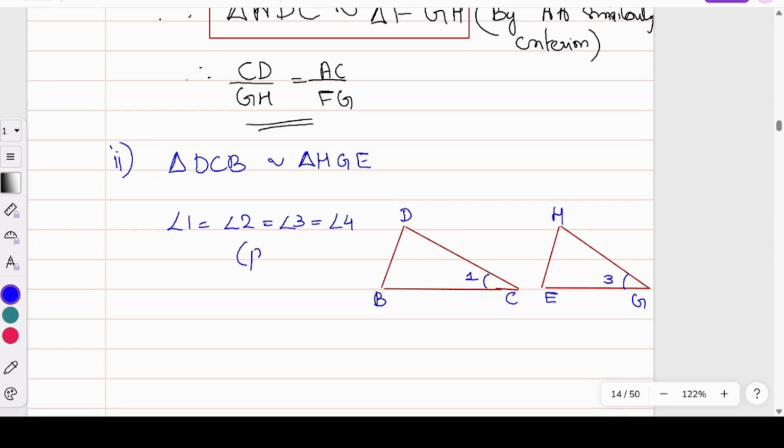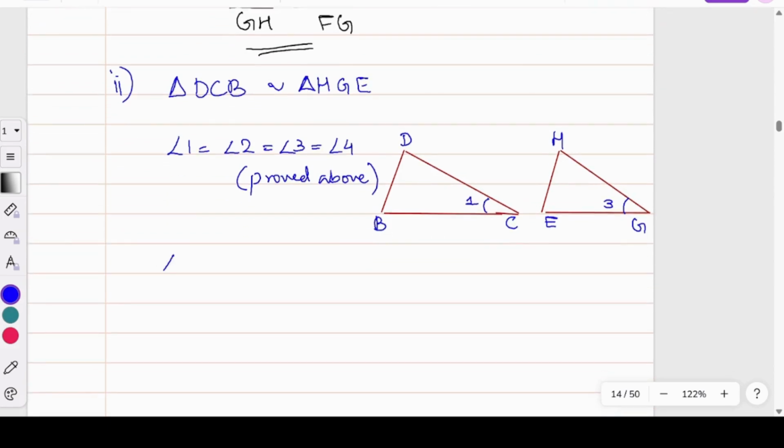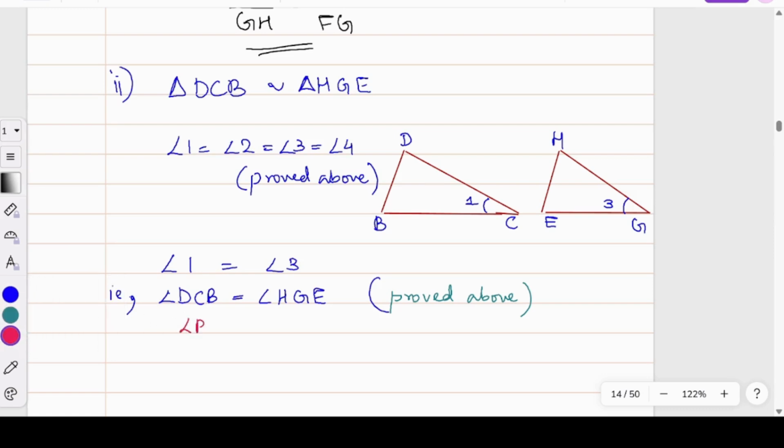What we can write? Proved above. So from here, what we can write? Angle 1 equal to angle 3. That is which angle? Angle DCB equal to angle HGE. So we can write here, proved above. Okay. Now next one is again angle B equal to what? Angle B equal to angle E.